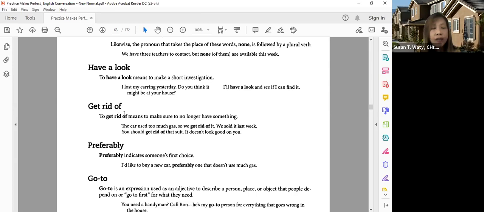Next we have get rid of, which means to make sure to no longer have something. Let's say the car used too much gas, so we got rid of it. We sold it last week. Next, we have preferably, which indicates someone's first choice. The example is: I'd like to buy a new car, preferably one that doesn't use much gas.